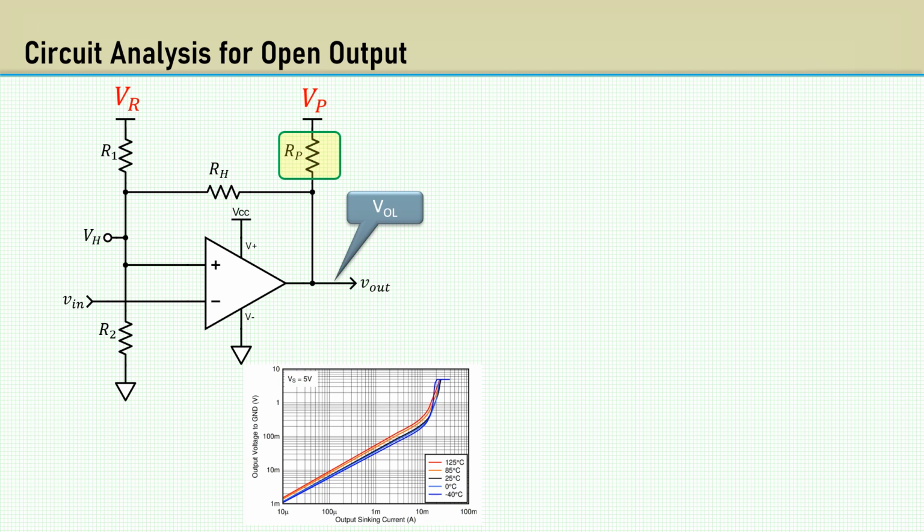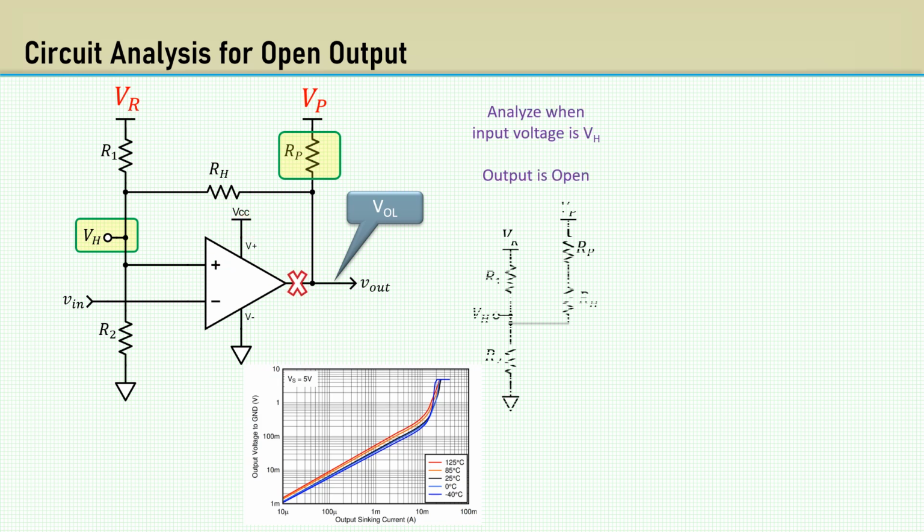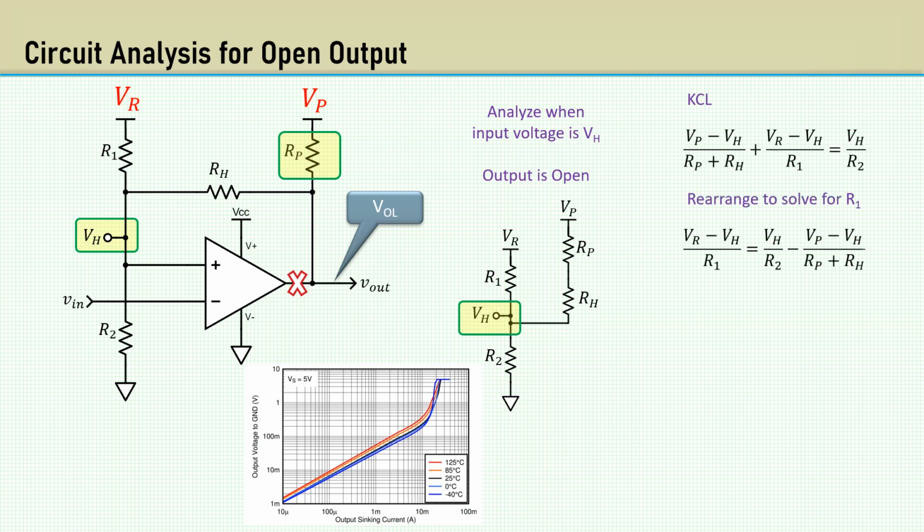Let's begin the analysis assuming the threshold voltage is VH, where the comparator output is open, and the threshold voltage VH is pulled up through RP and RH. Here's the KCL equations, then rearrange to solve for R1.